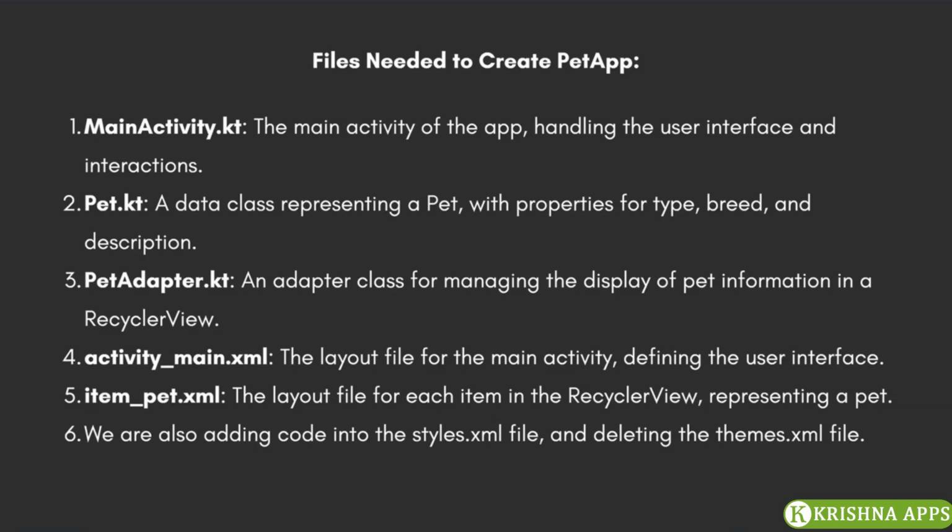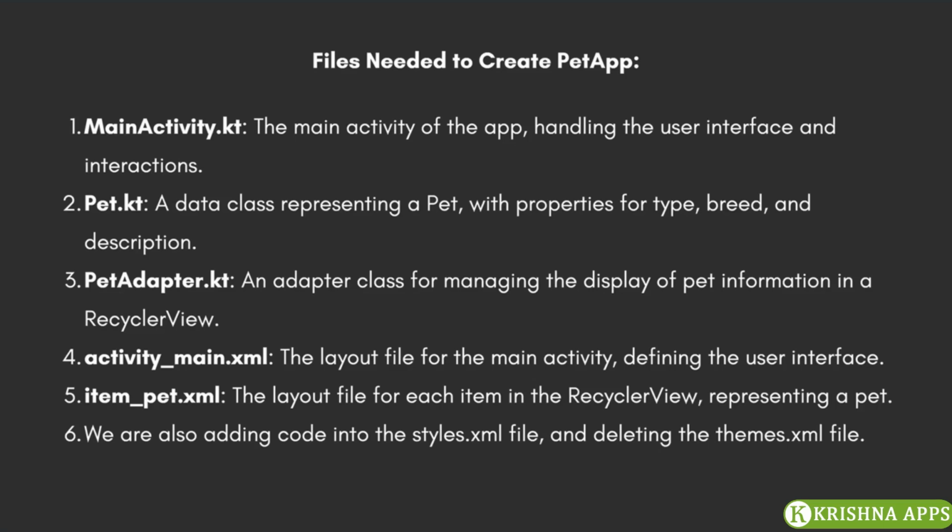So the files that you'll need to create the pet app are the main activity file, which is the main activity of the app, which handles the user interface and interactions. Then we have the pet file, and that is the data class representing a pet with properties for type, breed, and description. Then we have the pet adapter, which is an adapter class for managing the display of pet information in a recycler view.